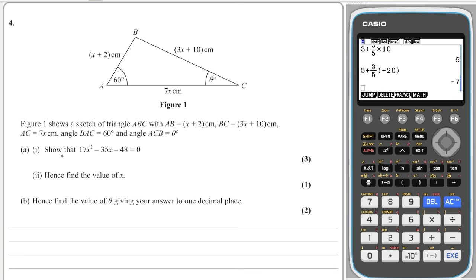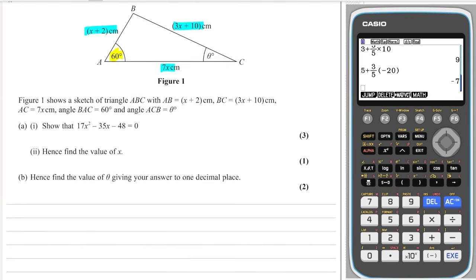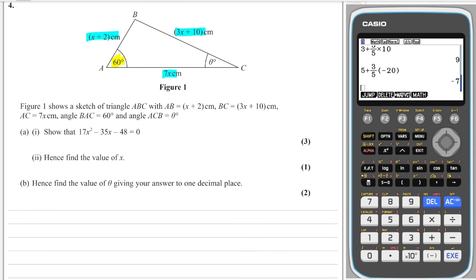Okay, next question, and we have a non-right angled triangle. We have an angle given, and all of the side lengths are in terms of x. And it's asking us to show that an equation can be found. If we have all the side lengths and we have one angle, that means we need to use the cosine rule. We'll call this one capital A because it's the angle that we have, and this one's little a, and then these ones are B and C, it doesn't matter which order. So the cosine rule states that a squared is equal to b squared plus c squared minus 2bc cosine of capital A.